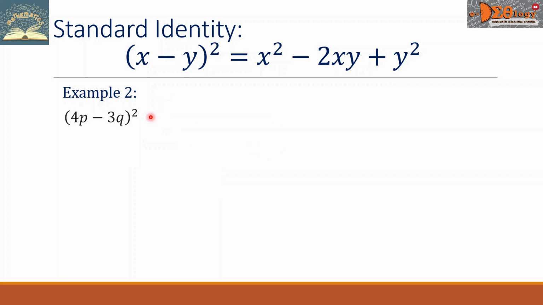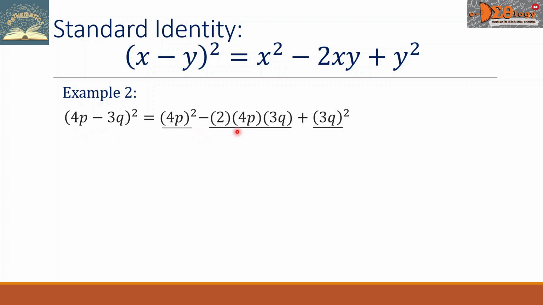Example 2. The square of 4p minus 3q. The first term is 4p, the second is 3q. The right side will be 3 terms. For the first blank, we take the 4p with a square. On the last blank, we take this 3q with a square. In the middle, this is always negative.